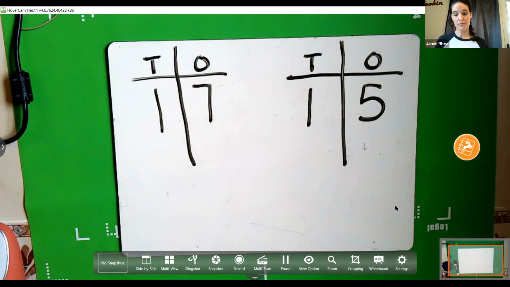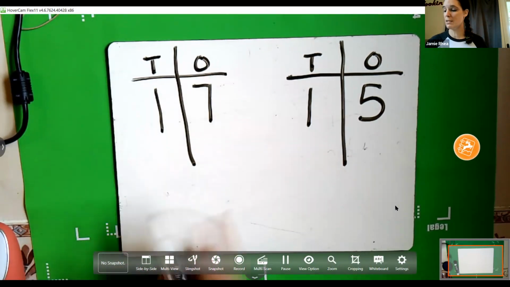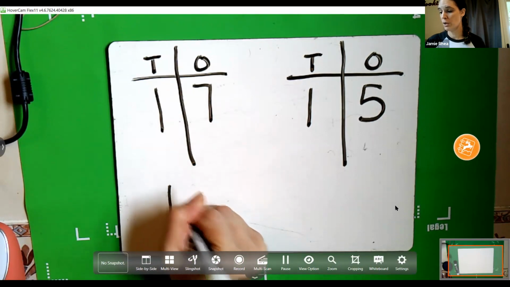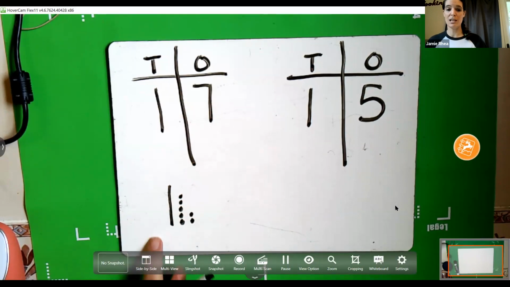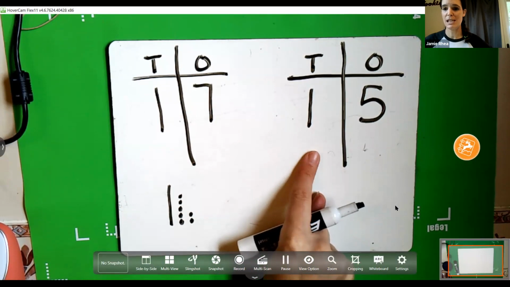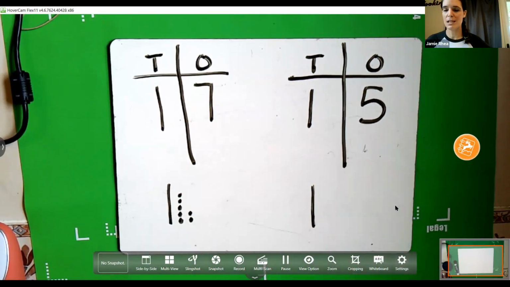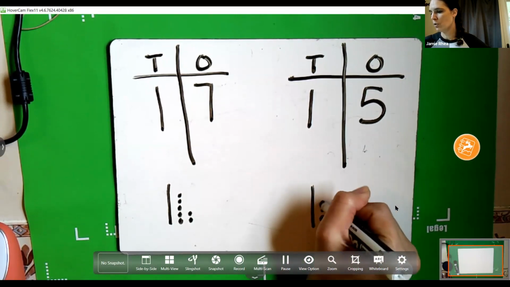Let's draw it out first, then we'll compare it, okay? So how many tens does 17 have? It has 1 ten, so I'm gonna draw one quick ten. How many ones does it have? 7, so I'm gonna draw 7. Here we go, 1, 2, 3, 4, 5, 6, 7. Now there's my 7 ones and my 1 ten. Let's do the same thing over here. How many tens does 15 have? 1 ten, so let's draw one quick ten. How many ones does it have? Just 5. So let's draw 5. 1, 2, 3, 4, 5.